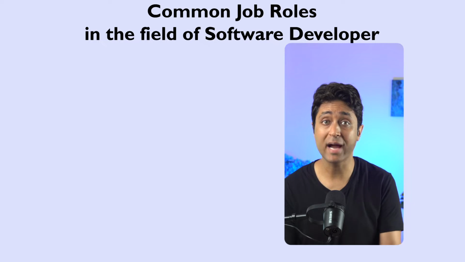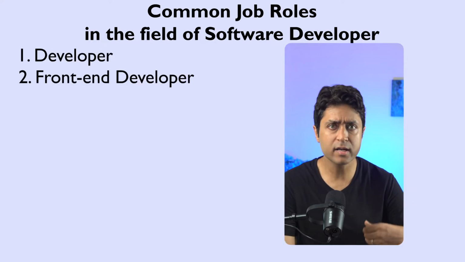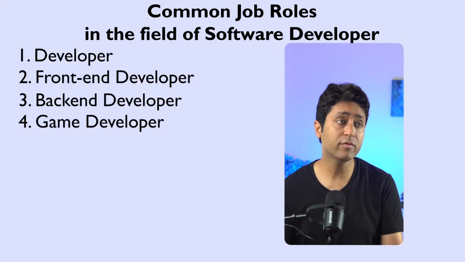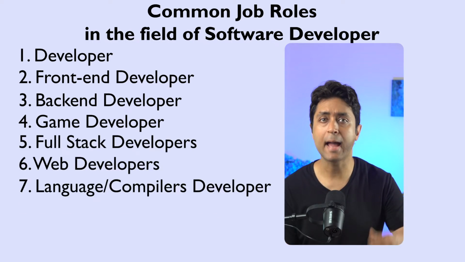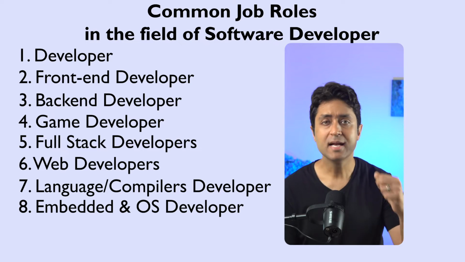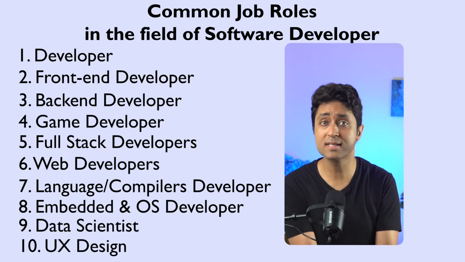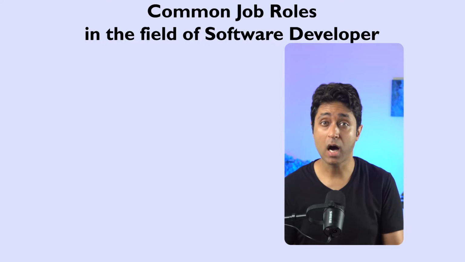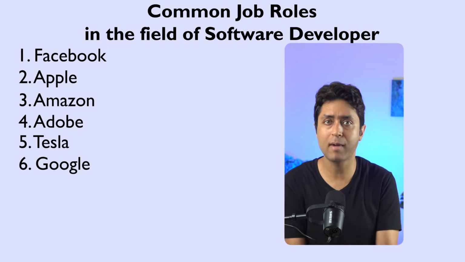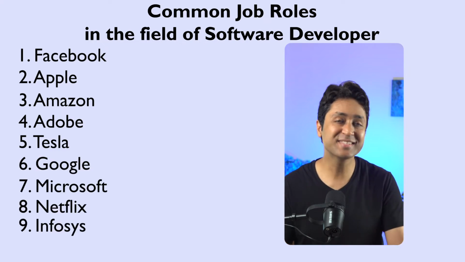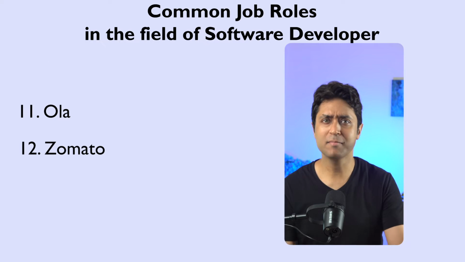Some of the common job roles you can get in the field of software development right after graduation are developer, front-end developer, back-end developer, game developer, full stack developer, web developer, language compiler developer, embedded and operating systems developer, data scientist, and new ones like UX design, and many more. Some of the major companies that hire for these roles are Facebook, Apple, Amazon, Adobe, Tesla, Google, Microsoft, Netflix, Infosys, TCS, Ola, Zomato, and many more.